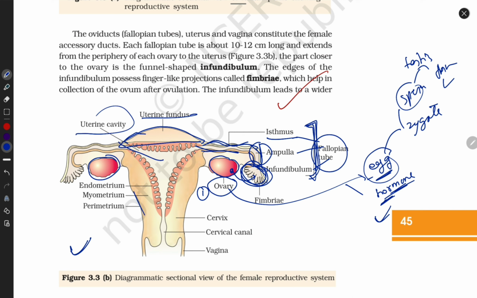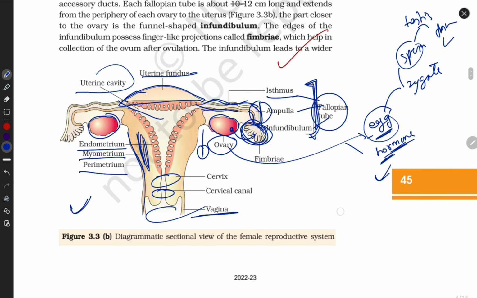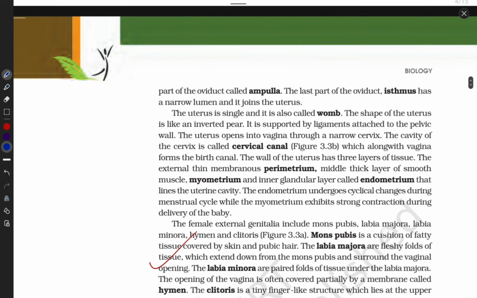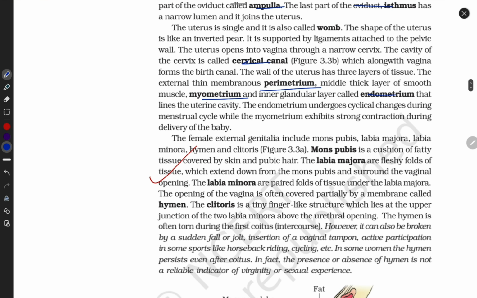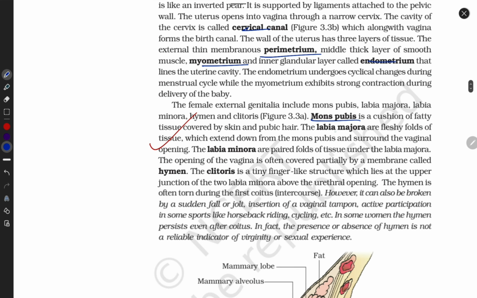The uterus wall is made up of three layers: endometrium inside, myometrium in the middle, and perimetrium in the outer region. This is the cervix region, and there is the cervical canal, and then the vagina. Okay, let's move further. This is complete, this complete perimetrium is also complete. Now the pubic area.